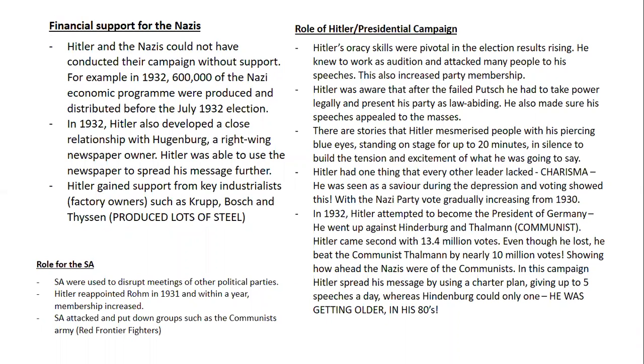There was financial support for the Nazis. Now, without the financial support, the Nazis wouldn't be able to develop their propaganda. So Hitler and the Nazis could not have conducted their campaign without support. For example, in 1932, 600,000 copies of the Nazis' economic program were produced and distributed before the July 32 election. If you have the financial support of a range of people, then you are able to spread your message to a much bigger demographic. In 1932, Hitler also developed a close relationship with Hugenberg.